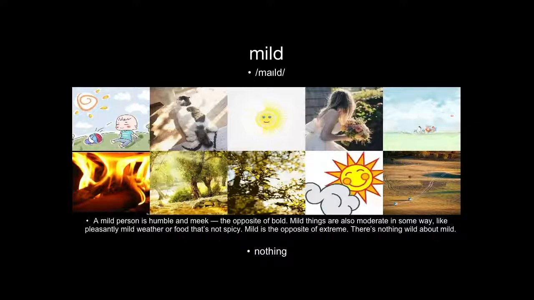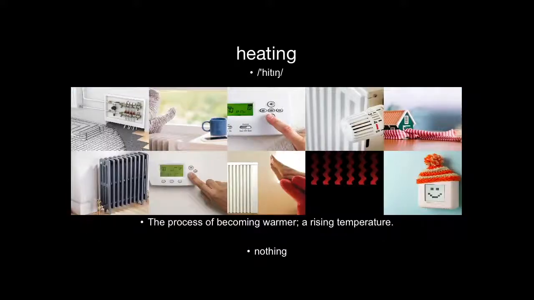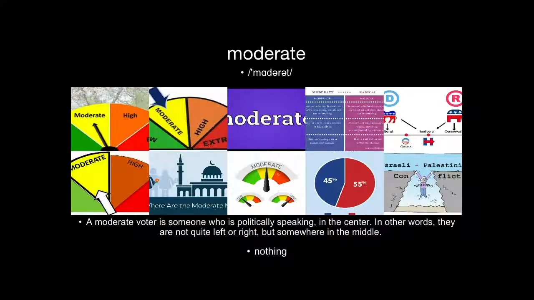Mild. A mild person is humble and meek, the opposite of bold. Mild things are also moderate in some way, like pleasantly mild weather or food that's not spicy. Mild is the opposite of extreme. Heating. The process of becoming warmer, a rising temperature. Moderate. A moderate voter is someone who is, politically speaking, in the center. In other words, they are not quite left or right, but somewhere in the middle.